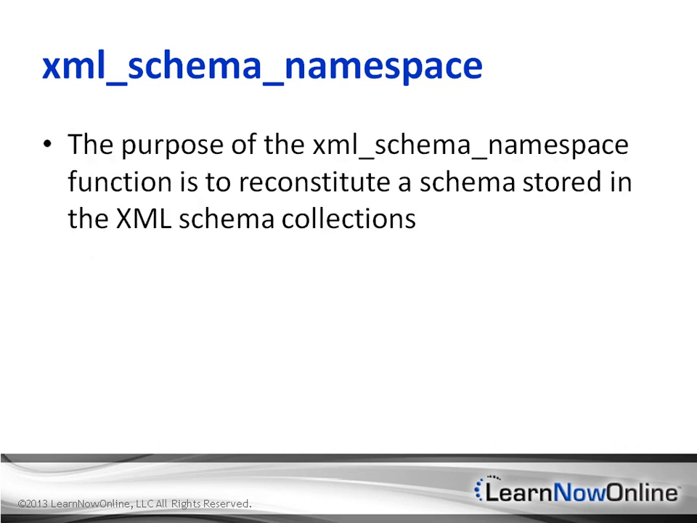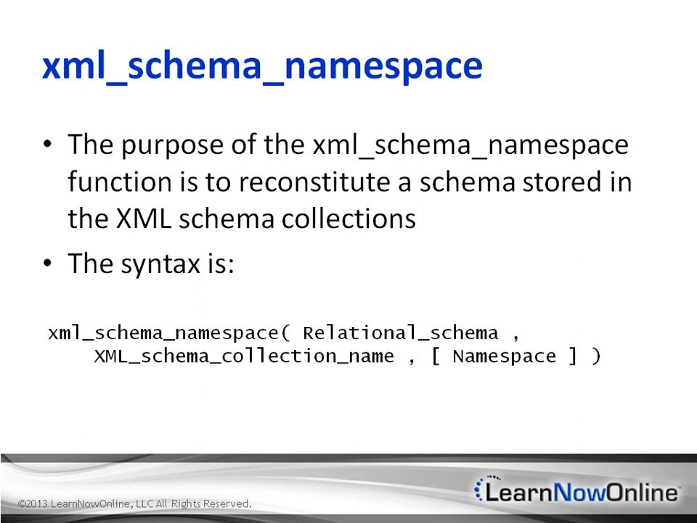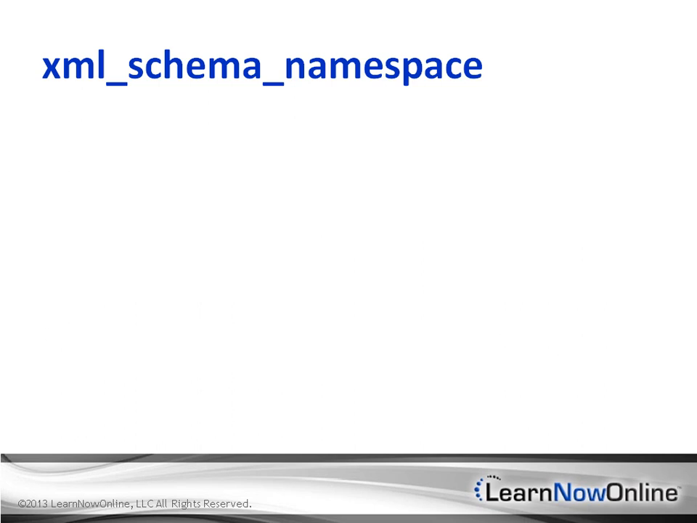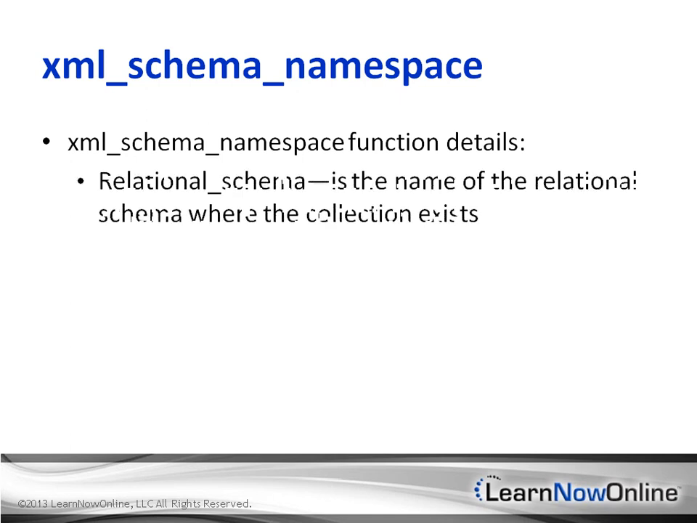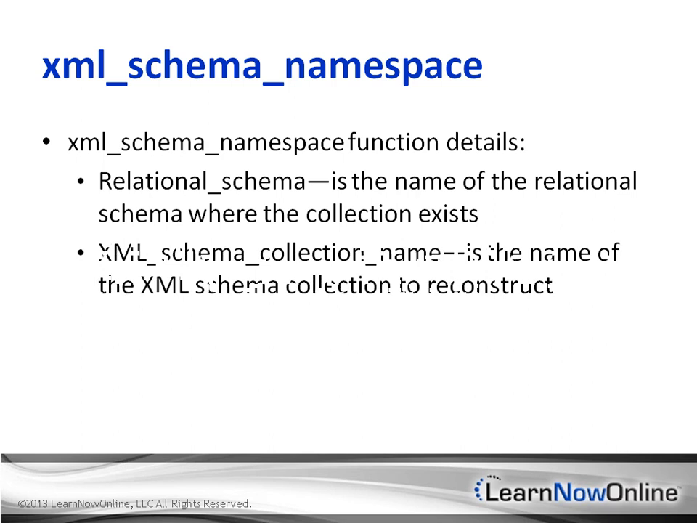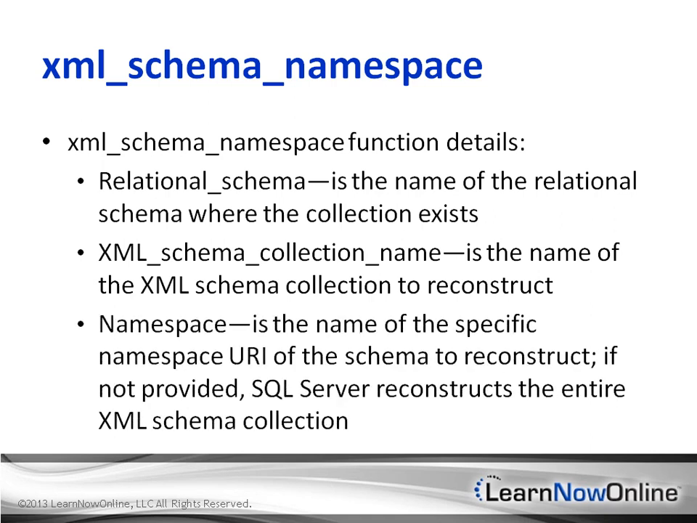The purpose of the XML schema namespace function is to be able to reconstitute a schema. And the syntax is pretty simple. Let's take a look at the details. The relational schema is the name of the relational schema where the collection exists. The XML schema collection name is the name of the XML schema collection. And the namespace is the name of the specific URI of the schema to reconstruct. If not provided, SQL Server reconstructs the entire XML schema collection.